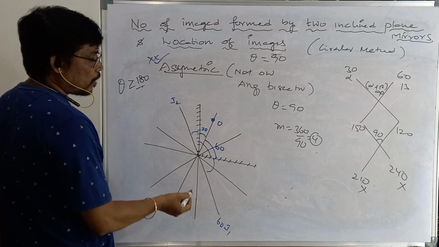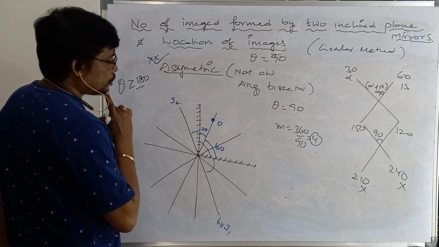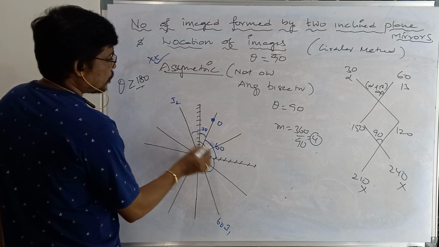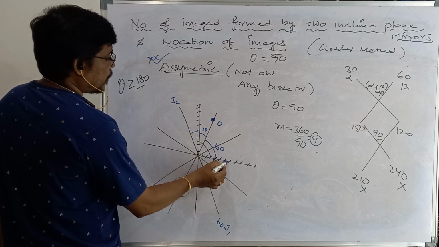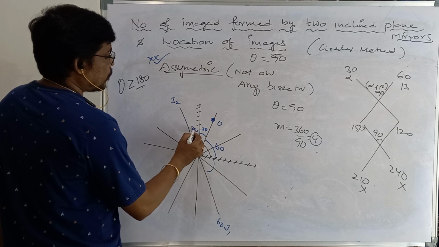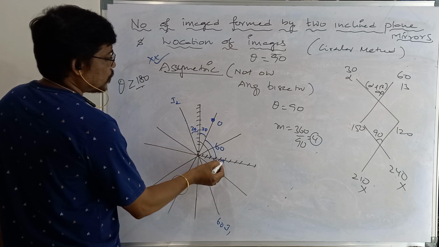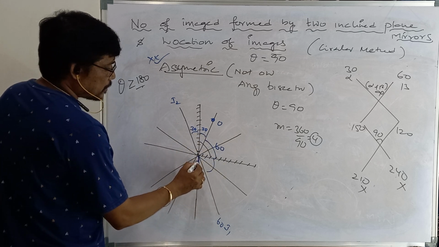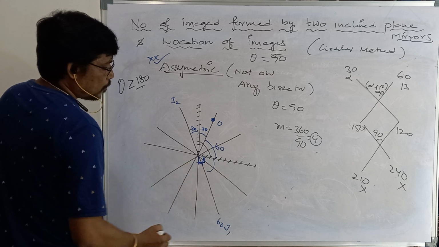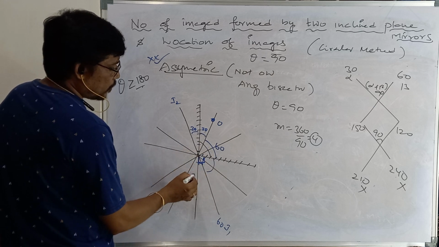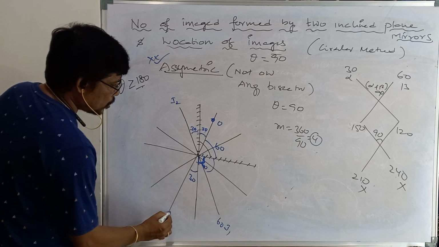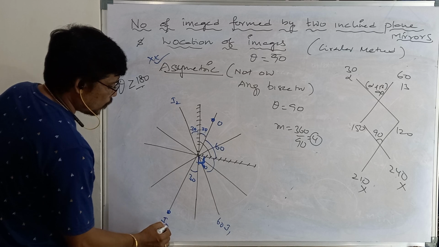So already you understand the procedure. This is I2, and it will act as an object for this mirror. This one is 30, so for this mirror it is 30 plus 60, 60 plus 60, 120. 120 means up to this is 90, so this is 30. This is 90 and this is 90. So the image is formed, and for this mirror one image is formed.